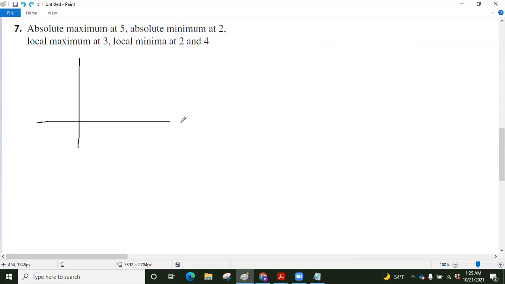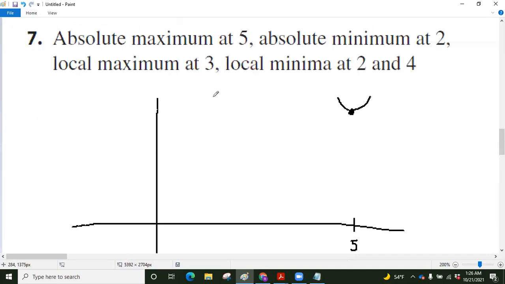If we're looking at a graph, there must be an absolute maximum at 5. So if we're looking at 5 on the graph, there must be a point that's an absolute maximum, but it can't be like this, right? Because if it were like that, then this would in fact be a local or even an absolute minimum, because every single other point that you could draw within a small neighborhood would essentially be greater than this point.